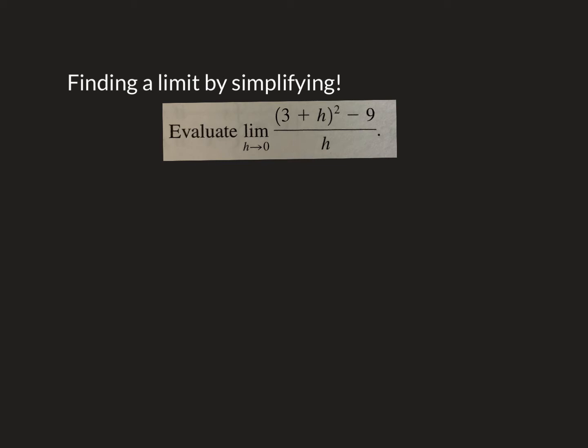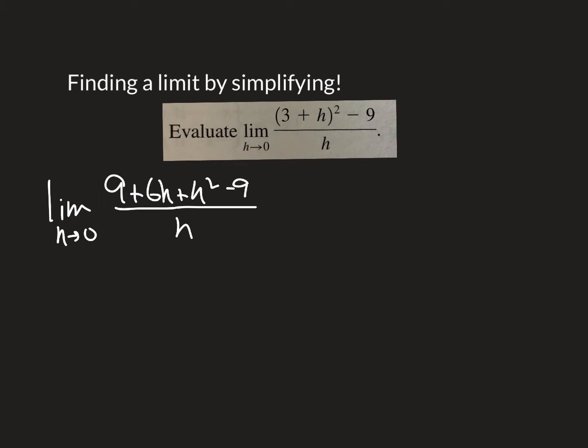Right, also, simplifying can make your life easier. So I'm going to take the numerator of this function they have given us here and just square, multiply, double square. So 9 plus 6h plus h squared minus 9 over h. I'm going to keep simplifying that. Obviously, the 9's cancel. So that gives me h squared plus 6h over h.